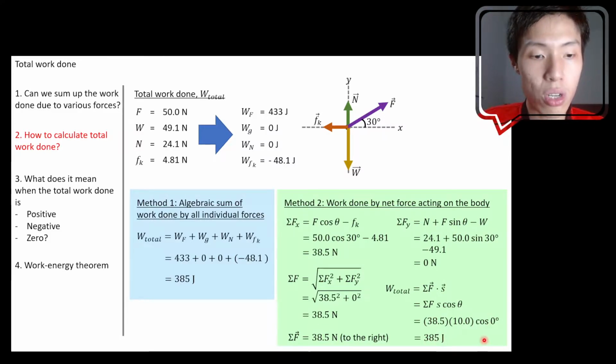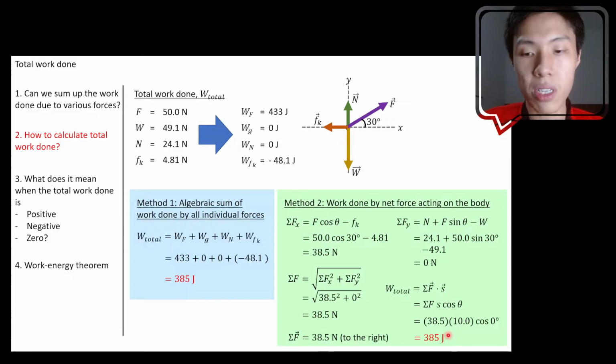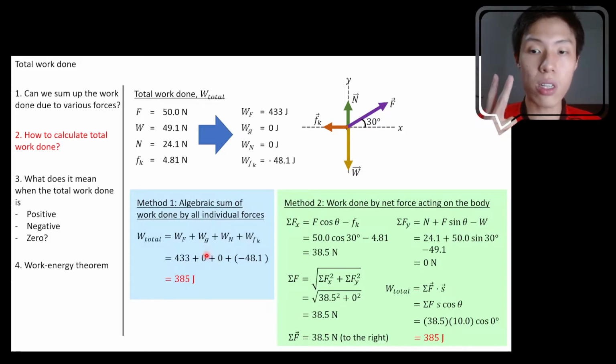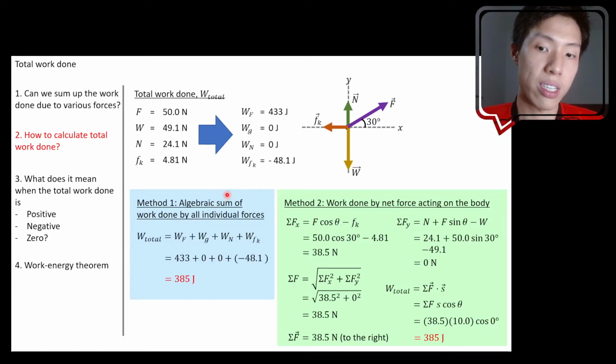385 joule. So as you can see here, using method 1 and method 2, you are able to obtain the same answer for total work done, and they both give out the same answer, 385 joule. So there are two ways of calculating work done. One is by finding the work done by all individual forces first, then adding them up using an algebraic sum. No need to care about vectors here.